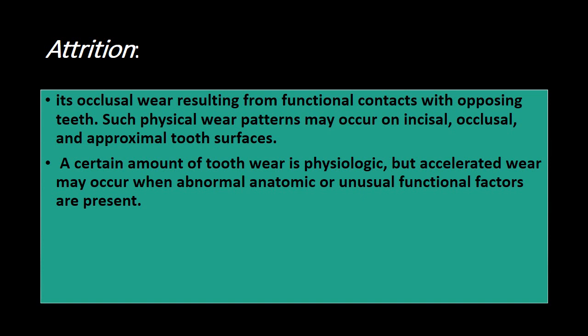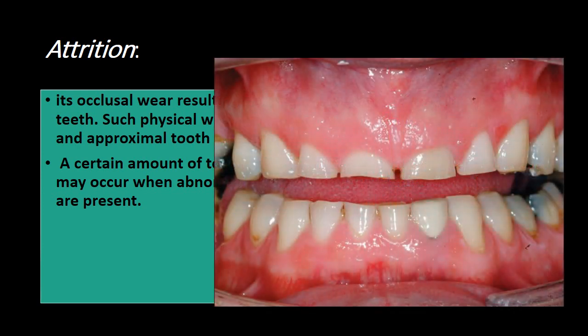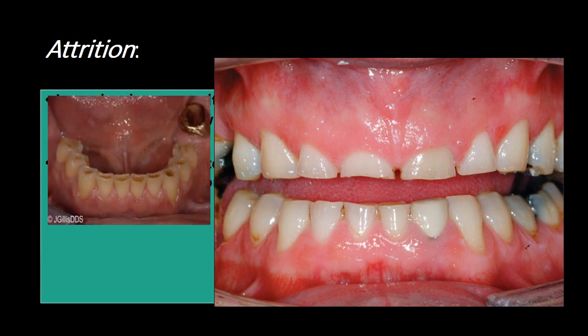Attrition. Attrition is occlusal wear resulting from functional contacts with opposing teeth. Such physical wear patterns may occur on incisal, occlusal, and proximal tooth surfaces. A certain amount of tooth wear is physiological, but accelerated wear may occur when abnormal anatomical or unusual functional factors are present.